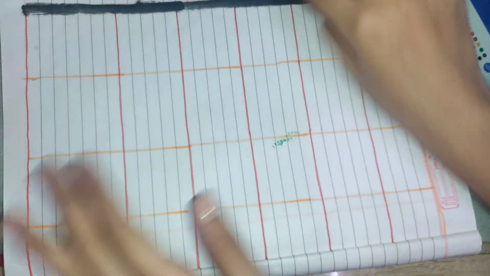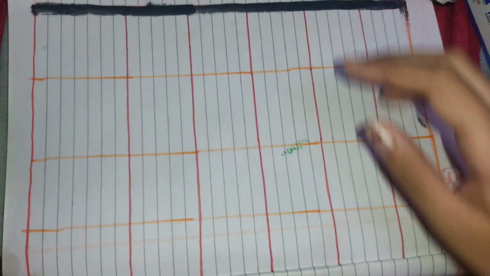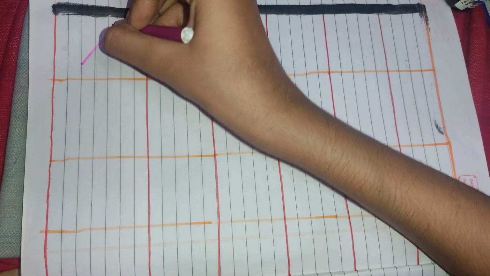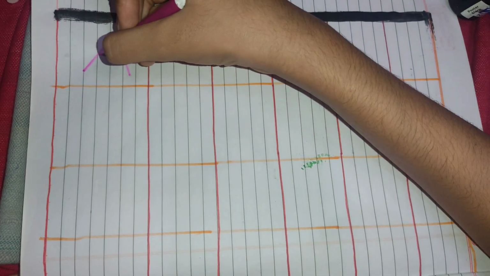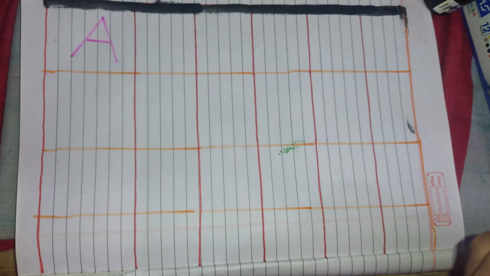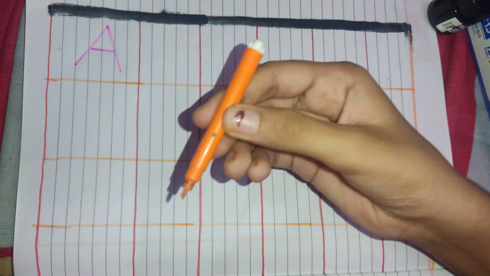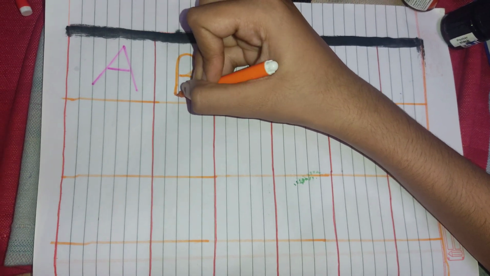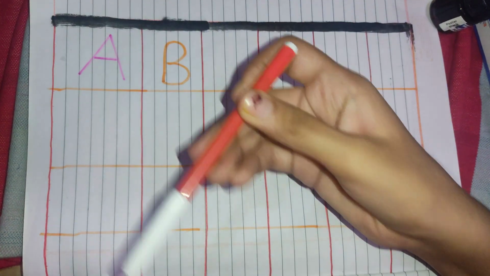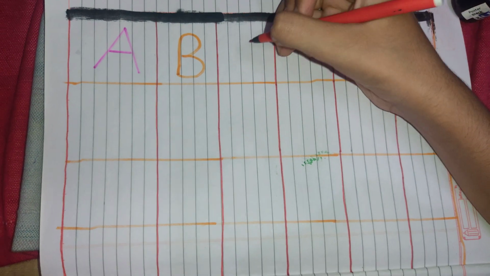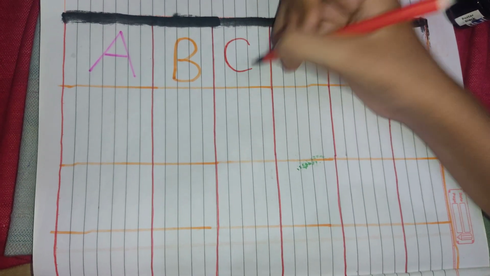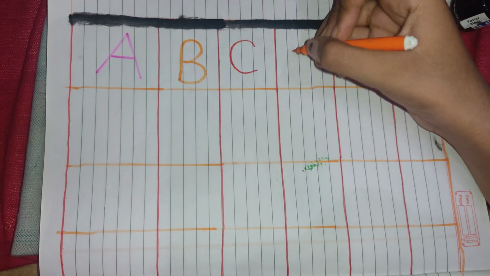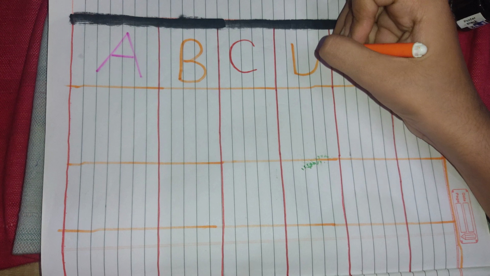So now we will write ABCD. Purple color, A. Orange color, B. Red color, C. Orange color, D.